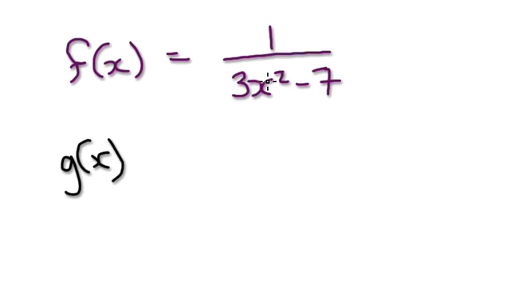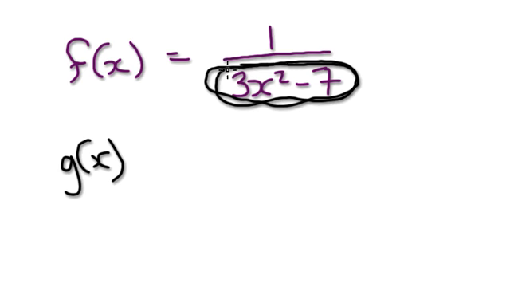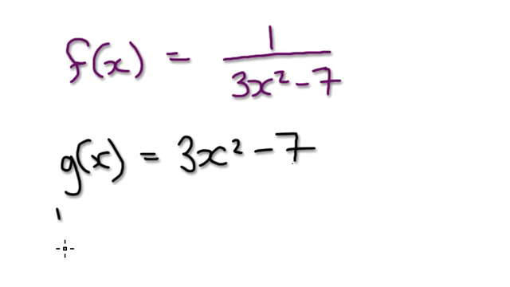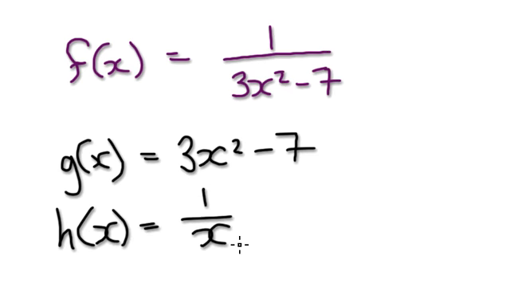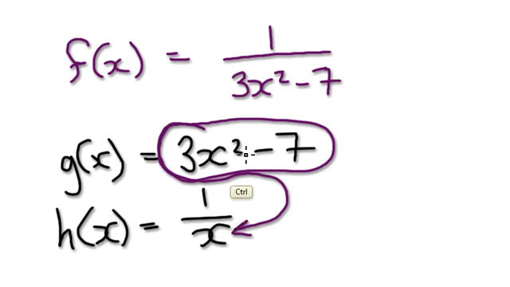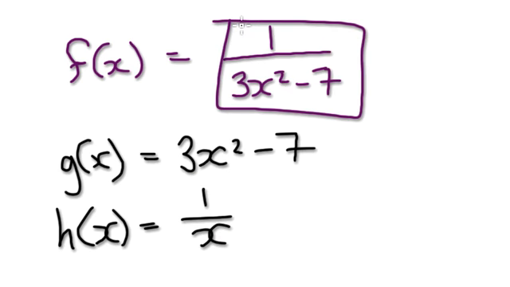Let's just say g of x here equals this function here, because this bubble here is in itself a function. So we can say g of x here equals 3x squared minus 7. And then let's give a new name, h of x here. H of x here would be 1 over x. Okay, because if you put this bubble into this x here, then it does indeed give you this.